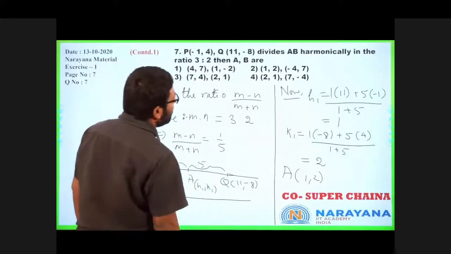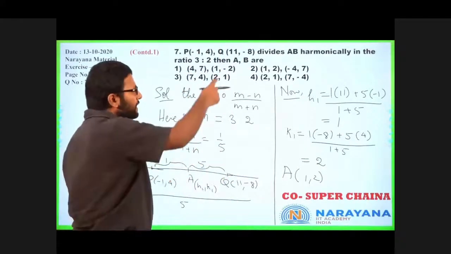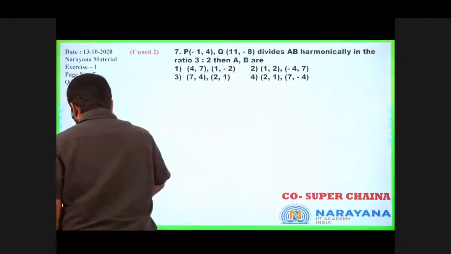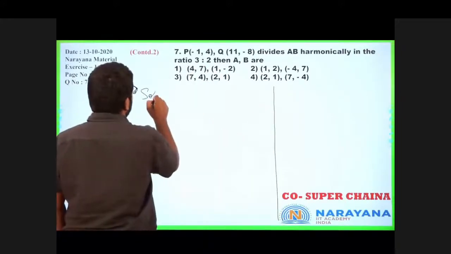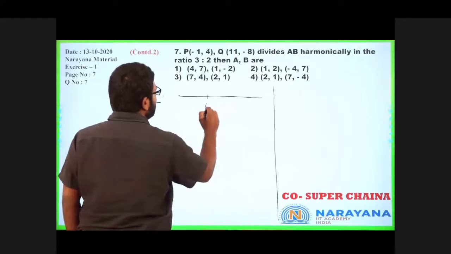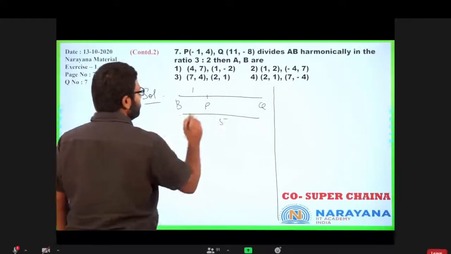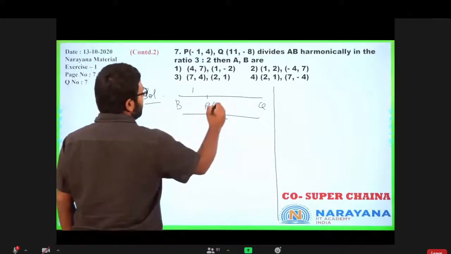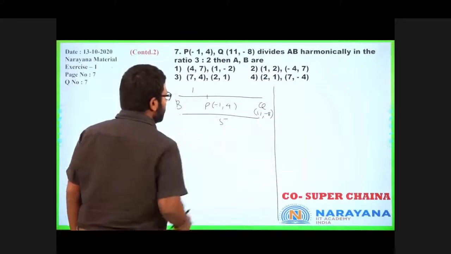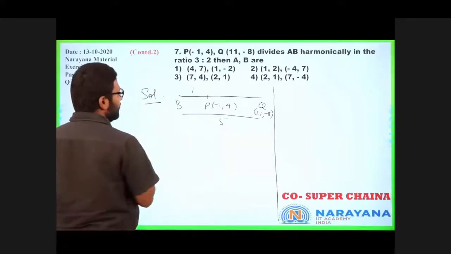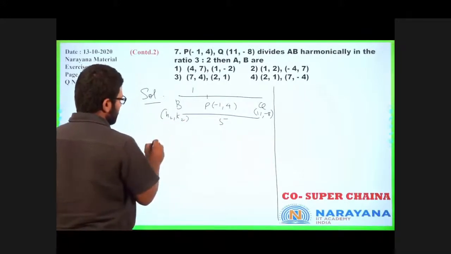Is (1, 2) there? (1, 2) is there in only one option, that option must be correct. But let us verify, let us check B also. Now this time B divides PQ externally in the ratio 1:5, right? Once again P is (-1, 4), Q is (11, -8), alright? So B is (h2, k2), right?